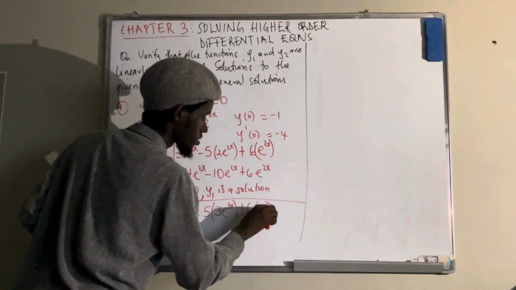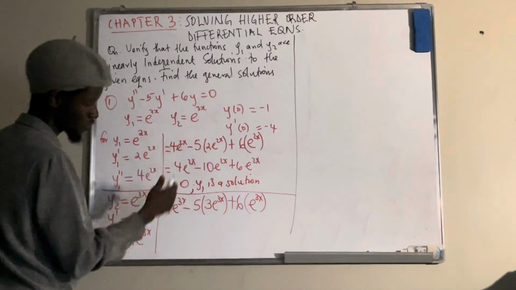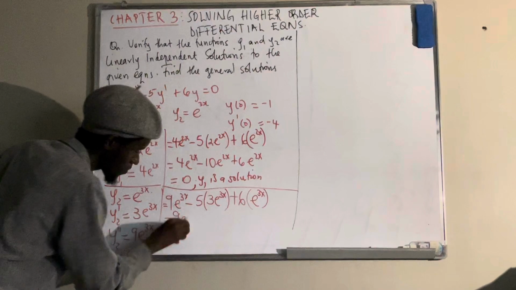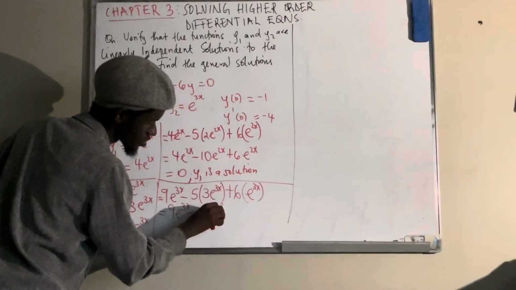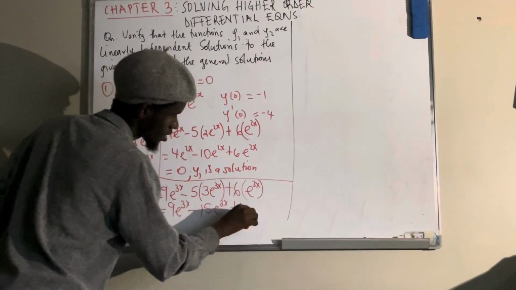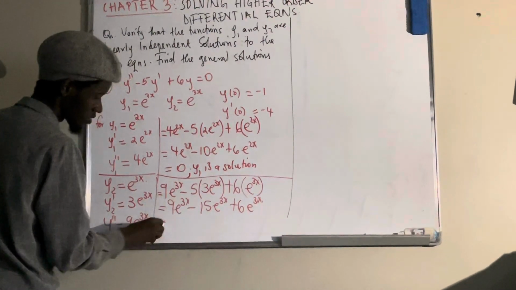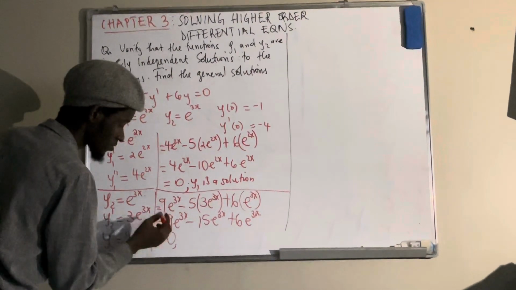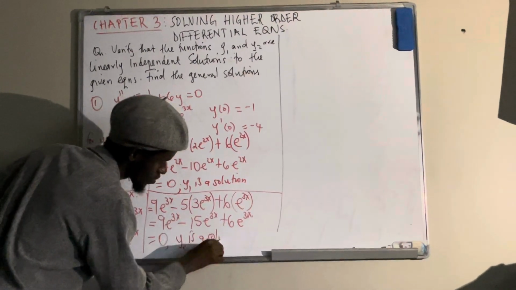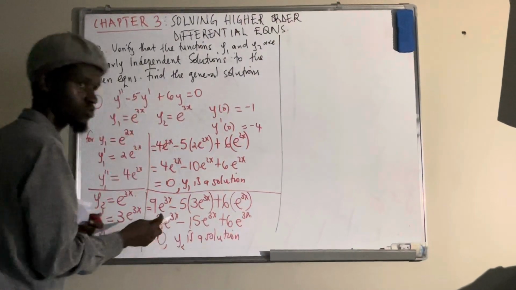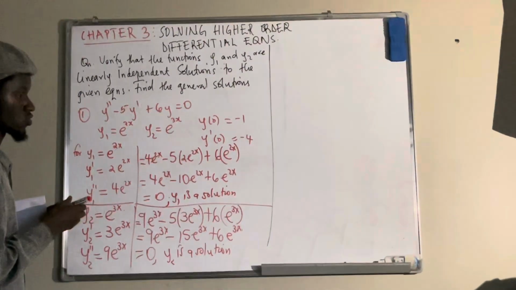e power 3x. If I get a 0, this will show me that y2 is also a solution to this equation. This is 9 e power 3x minus 15 e power 3x plus 6 e power 3x. If I add 9 minus 15 plus 6, it is the same as 0. Therefore, I conclude that y2 is a solution to the differential equation, because if I substitute the first and second derivatives into this equation, I still get a 0.